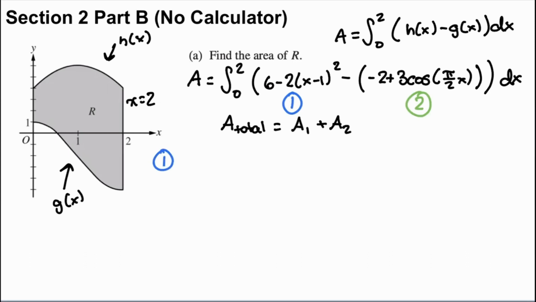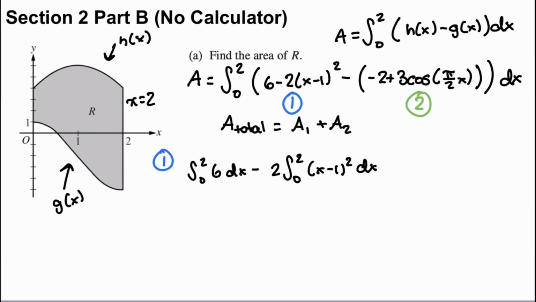I'm just going to rewrite this as shown here, and I'm actually going to split this integral up so that I can take this negative out. Doing that, we get the integral from 0 to 2 of 6 dx, minus 2 times the integral from 0 to 2 of (x minus 1) squared dx. Constant multiple, I just took it out of the integral sign to make my life easier.